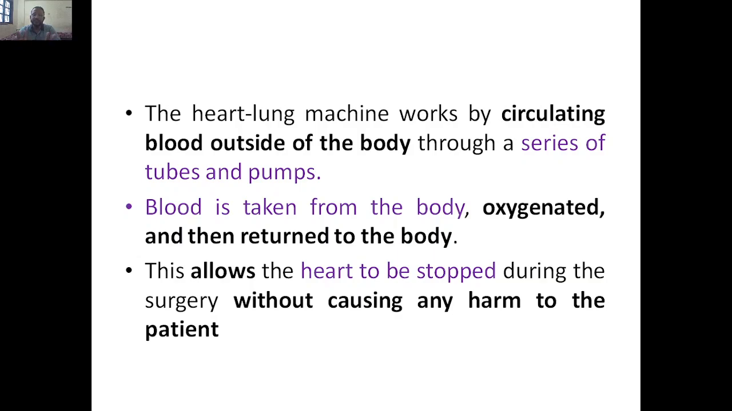The patient will not have any problem, because both the lung function and the heart function are done by the machine. The lung gives you the oxygen, and the heart does the pumping. This particular machine does both.